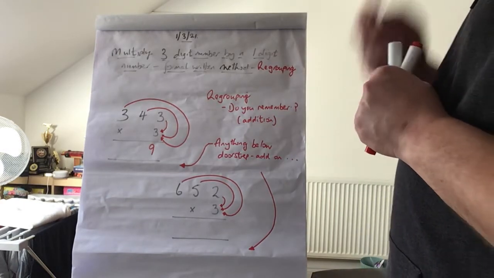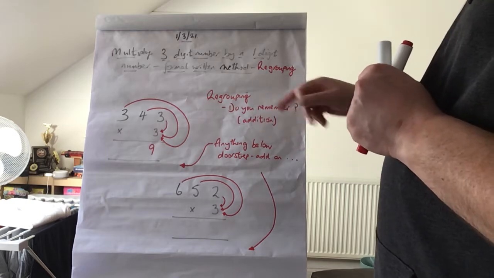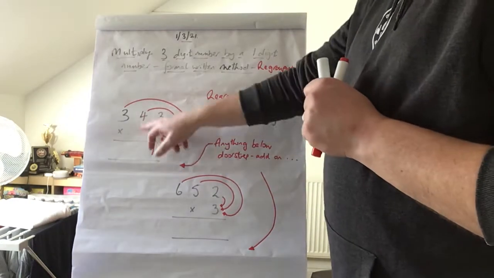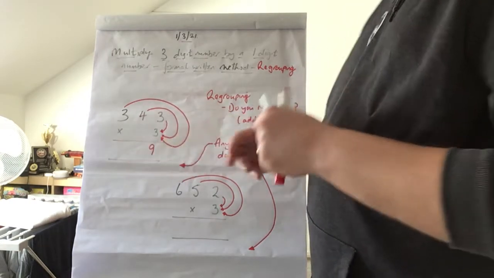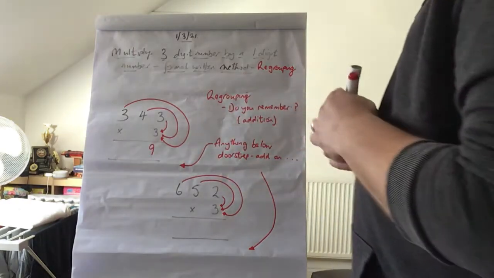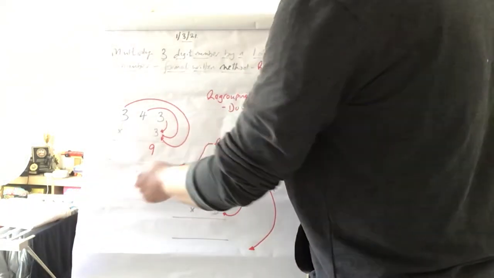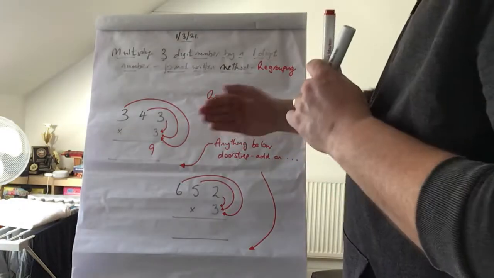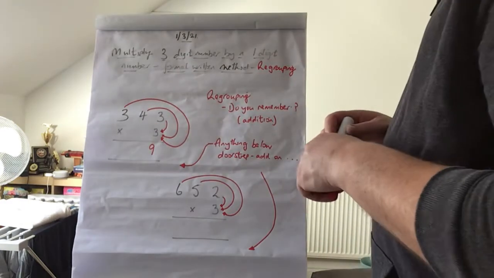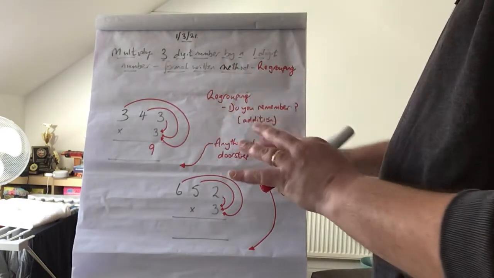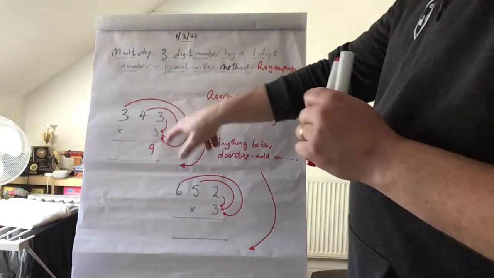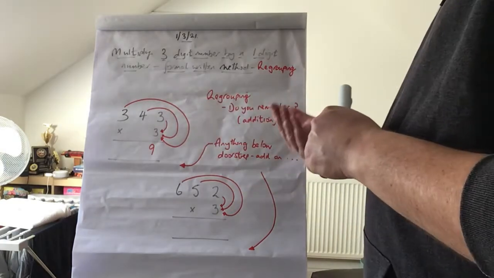Now regrouping, we did a lot of that in addition, where if this number went over 10 in our columns, we had to regroup, didn't we? Hopefully you remember that we were writing numbers underneath the doorstep, and we had to make sure that we add that number on to the answer. So that's all this is. You're going to regroup because some of these answers will be over 10, might be over 100.